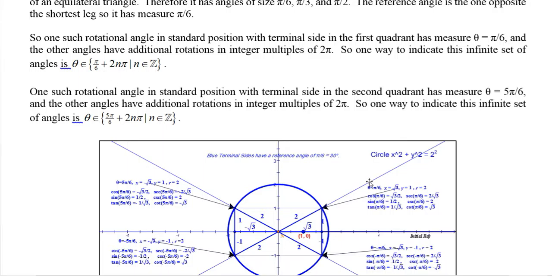So, all these that give you the terminal side here in the first quadrant, the same as this one right here, would be thetas that are pi over 6 plus 2n pi, again, n is any integer. All these that give you this terminal side in the second quadrant would be theta equals 5 pi over 6 plus 2n pi, where n is an integer.